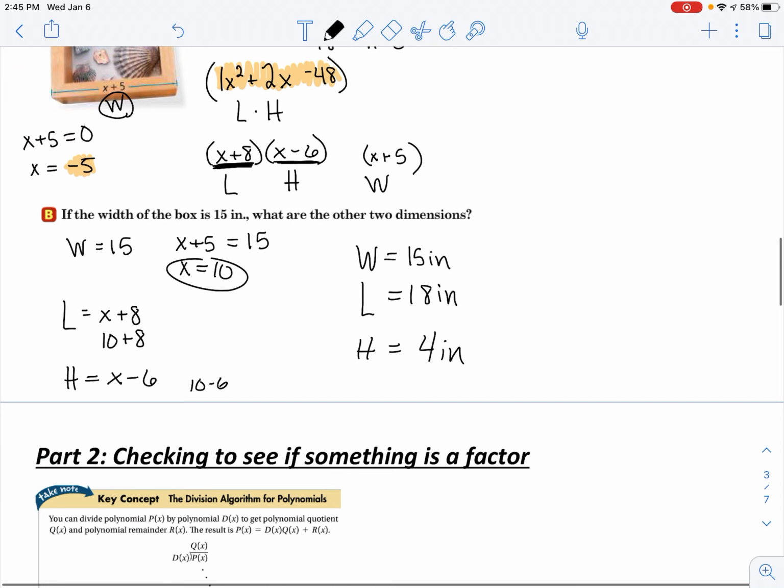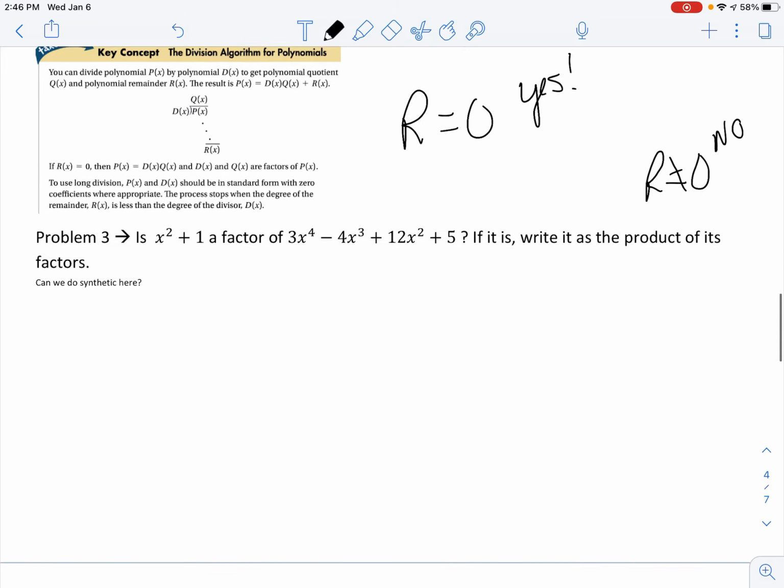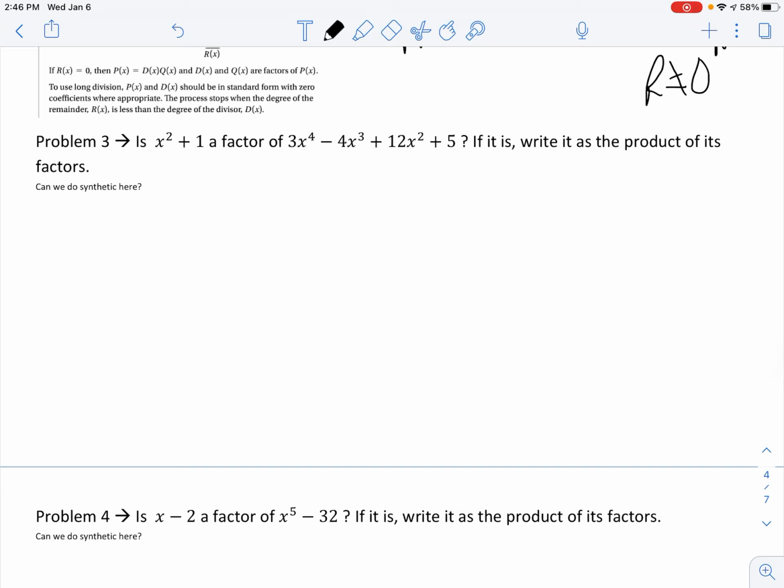That's great. Very good. Now, part 2, let's check and see if something's a factor. Ready? The short and the sweet of it is this. If the remainder is 0, then yes, it's a factor. If the remainder is not 0, then no, it's not a factor. So you really want to see a remainder of 0. Now, as we move on to problem 3, we have, is x squared plus 1 a factor of 3x to the 4th, and so on. If it is, write it as the product of its factors. So we need to do division, and we need to see if we get a remainder of 0.